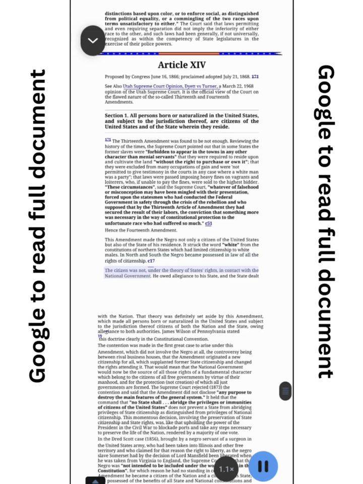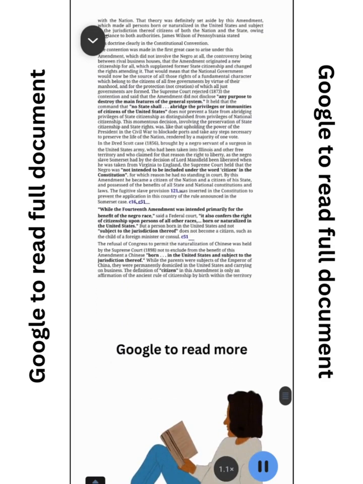Section 1. The citizen was not, under the theory of states' rights, in contact with the national government. He owed allegiance to his state, and the state dealt with the nation. That theory was definitely set aside by this amendment, which made all persons born or naturalized in the United States and subject to the jurisdiction thereof citizens of both the nation and the state, owing allegiance to both authorities. Article 14, Section 1: All persons born or naturalized in the United States, and subject to the jurisdiction thereof, are citizens of the United States and of the state wherein they reside.